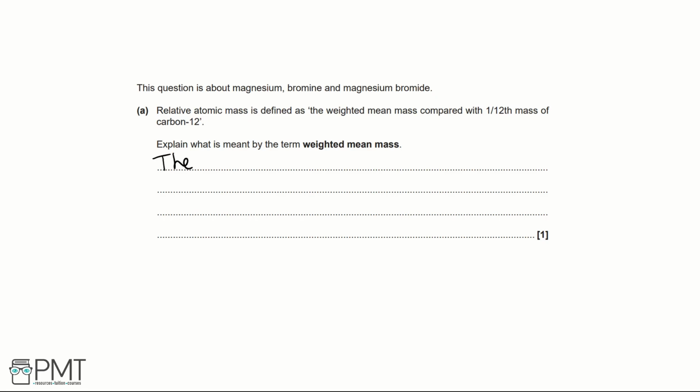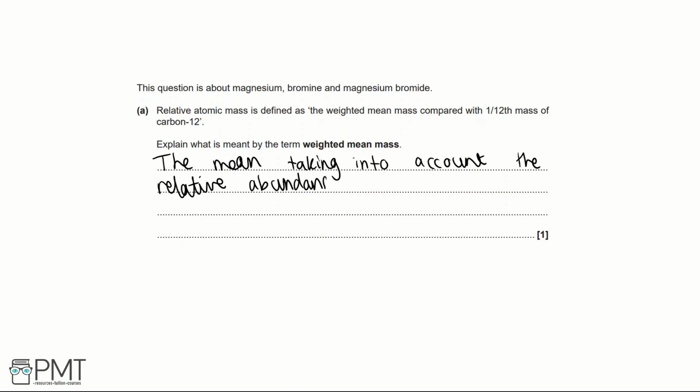So this question is about recall, and you've got to recall the definition for the weighted mean mass. So that is the mean taking into account the relative abundances of the isotopes. So in order to get the mark for this question, you need to write this sentence: the mean taking into account relative abundances of the isotopes. If you got this question wrong, I'd recommend making a revision resource with this statement on it so that you can remember it for the future.